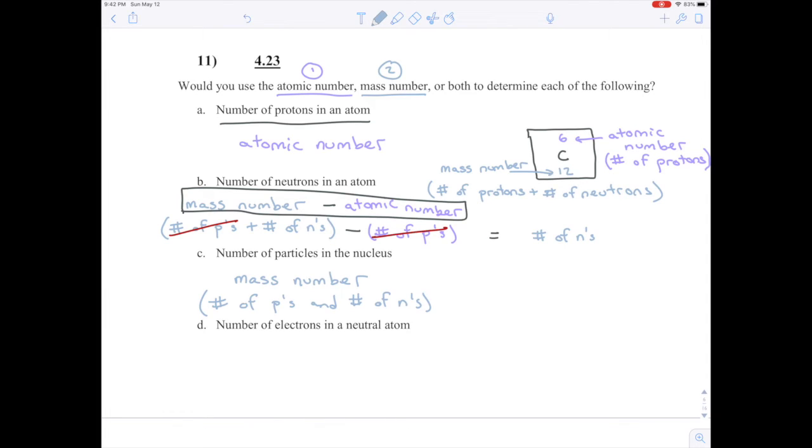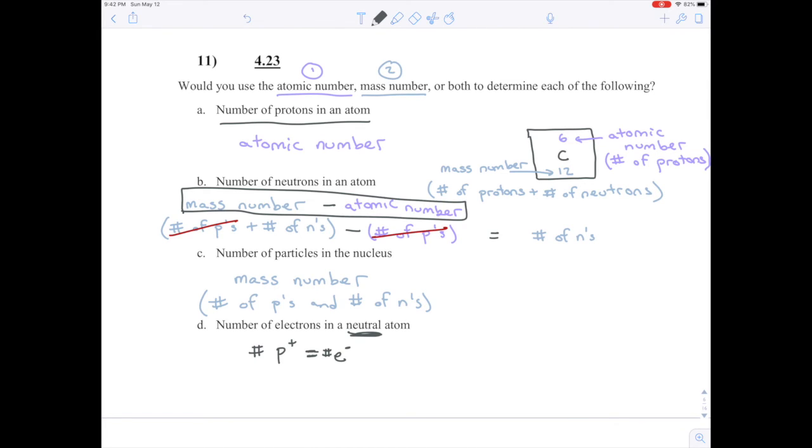For D, they ask you about the number of electrons in a neutral atom, and the word neutral is crucial here. Remember that protons have a positive charge and electrons have a negative charge. So if the atom overall is neutral, then the number of protons must equal the number of electrons. If you had more protons, then it would be positive, not neutral. If you had more electrons, then it would be negative, not neutral. In order for the atom to be neutral, the number of protons has to equal the number of electrons.